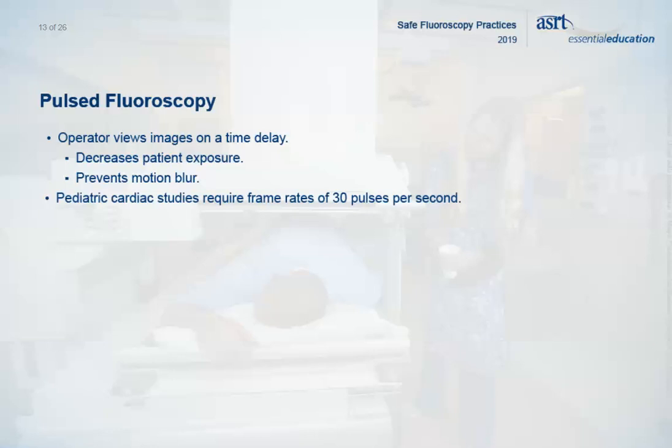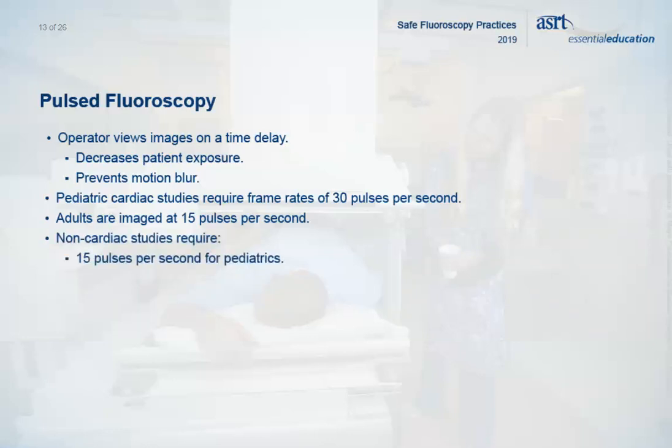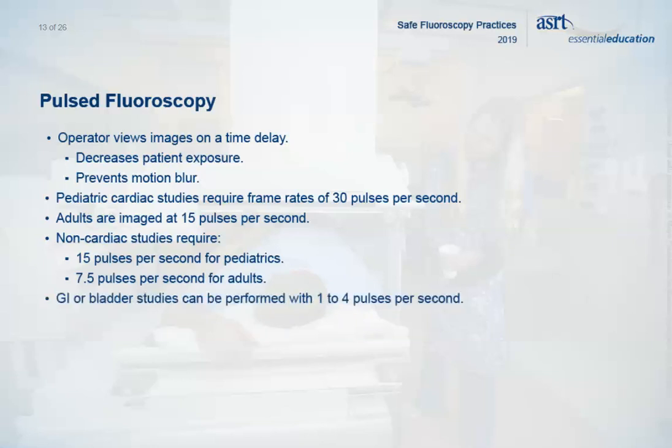Pediatric cardiac studies require frame rates of 30 pulses per second, while adults are typically imaged at 15 pulses per second. The pediatric studies require 30 pulses per second because infants and children have a more rapid heartbeat than adults. Non-cardiac interventional studies typically require 15 pulses per second for pediatrics and 7.5 pulses per second for adults. General fluoroscopic studies of the GI tract or bladder can typically be performed with frame rates from 1 to 4 pulses per second for either pediatric or adult patients.